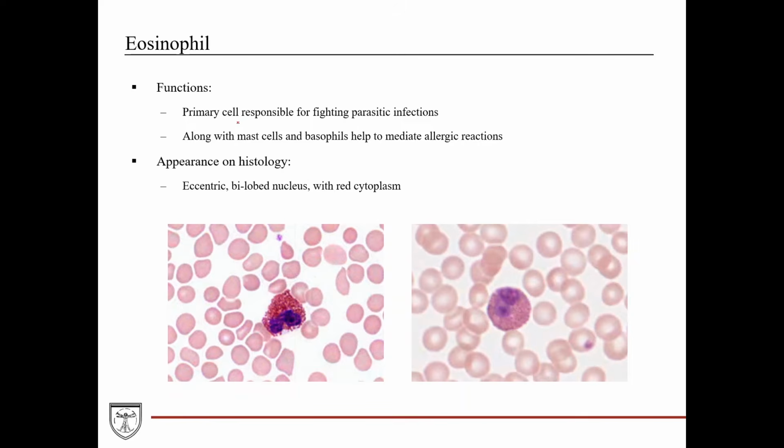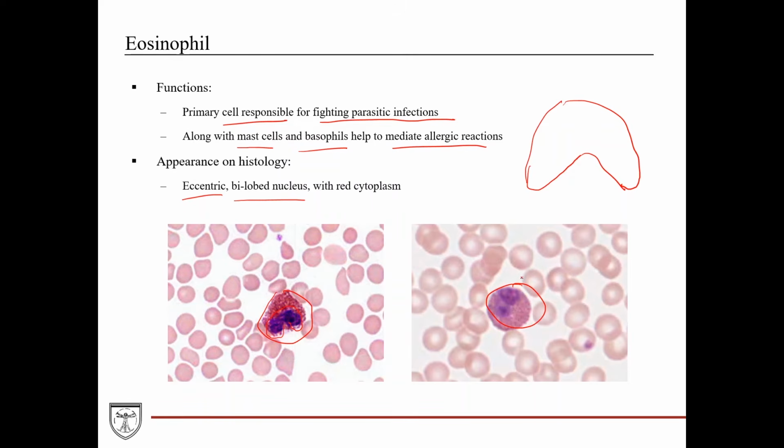Eosinophils are the primary cells responsible for fighting parasitic infections, and along with mast cells and basophils, they help mediate allergic reactions as well. Appearance on histology, they have an eccentric bilobed nucleus, and remember we talked about this back in the connective tissue lecture. It's shaped almost like a boomerang, and you can see that here. Here's a great example. So they have that bilobed nucleus, and then they have these multiple red or eosinophilic dots, so bright red cytoplasm. You can see that here, and here's another great example.